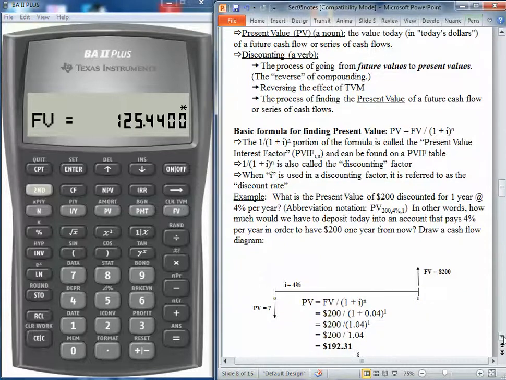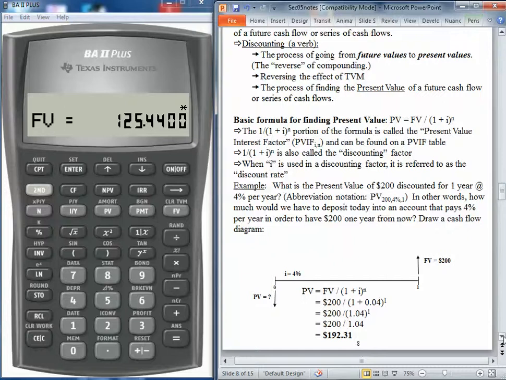So let's take a look at an example. What is the present value of $200 discounted for 1 year at 4% per year? In other words, how much would you have to deposit today into an account that pays 4% per year in order to have $200 1 year from now?